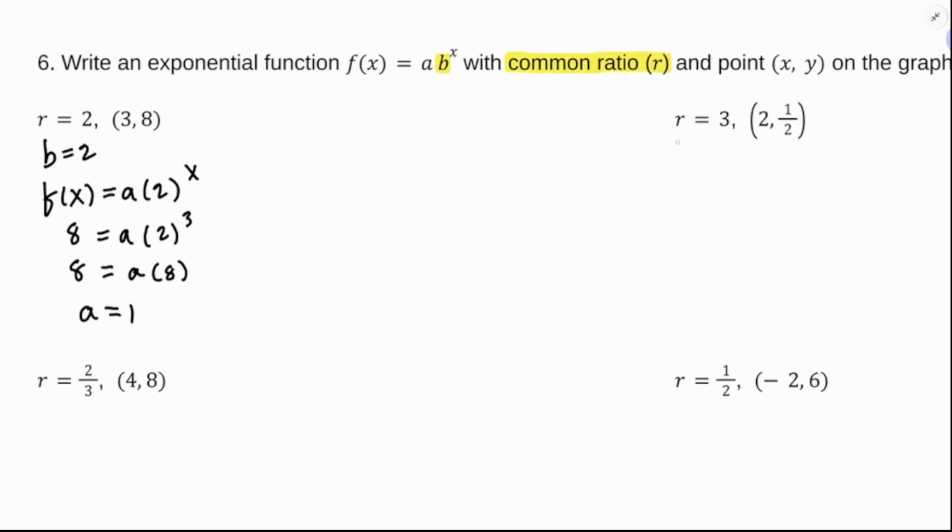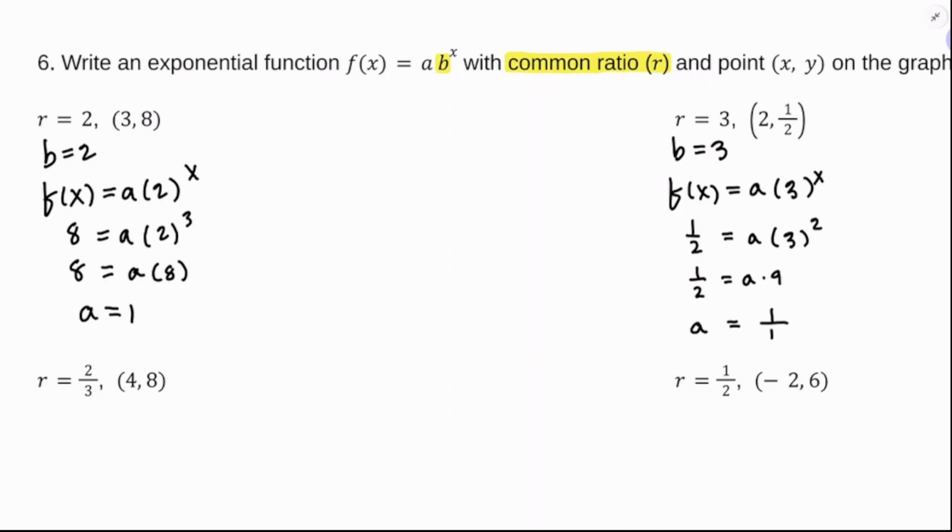For the second one, we're going to decode this and say, all right, the value of b in that equation is 3, so we've got f of x equaling a times 3 to the x. f of 2 equals 1/2, so 1/2 equals a times 3 to the 2. If 1/2 equals a times 9, I would divide both sides by 9 to solve for a, and I'd get a as 1 over 18.